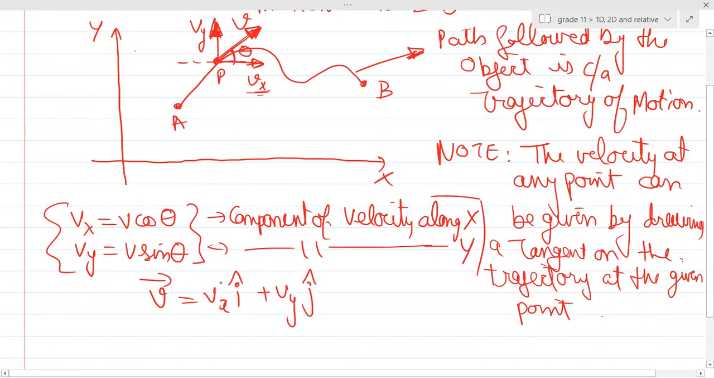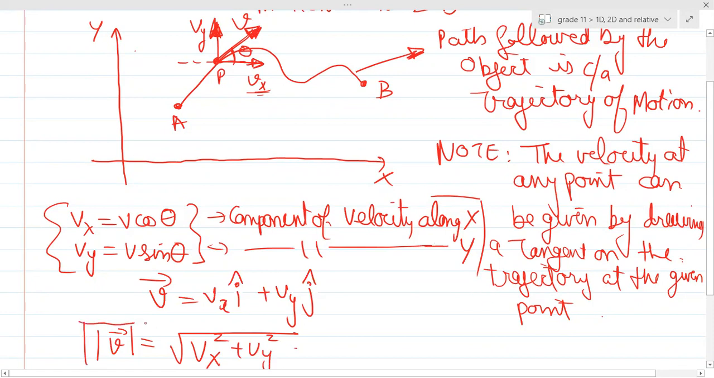And how do you calculate the magnitude once you have found the vector? How do you find the magnitude of the velocity vector? It's by calculating the square root of the sum of squares of the coefficients: Vx square plus Vy square.